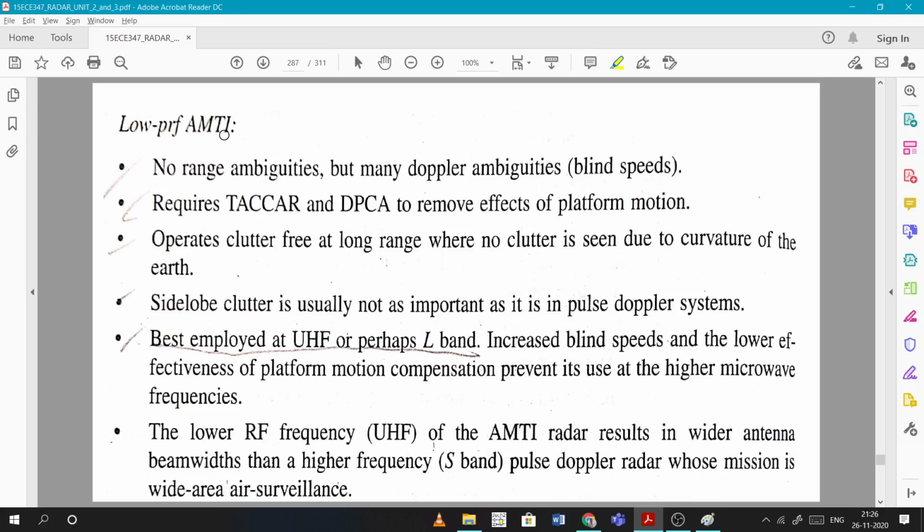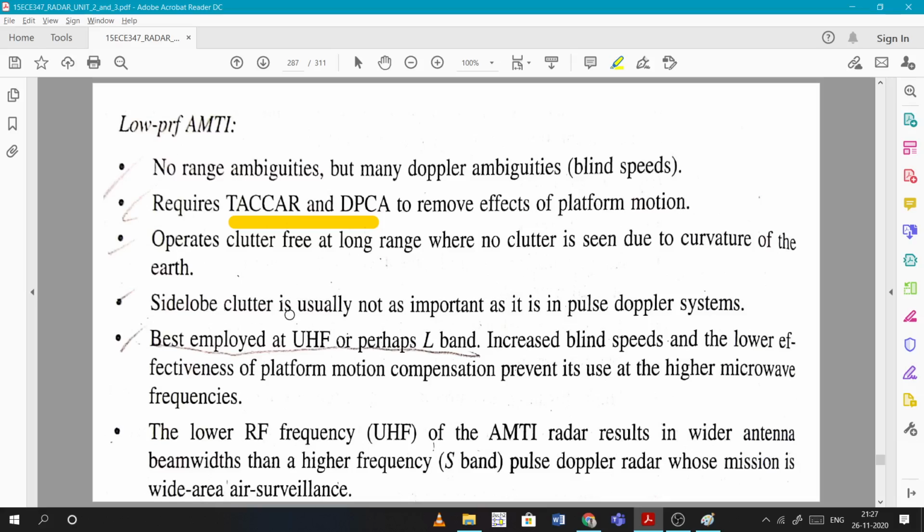Now coming to the low PRF AMTI, that is airborne moving target indicator. No range ambiguities, but many Doppler ambiguities, right? So blind speeds will be there. It requires TACCAR and DPCA. These are the two already discussed in the last video, to remove the effect of platform motion. It operates clutter free at long range, where no clutter is seen due to the curvature of the earth. Okay, and side lobe clutter is usually not as important as it is in a pulse Doppler system.